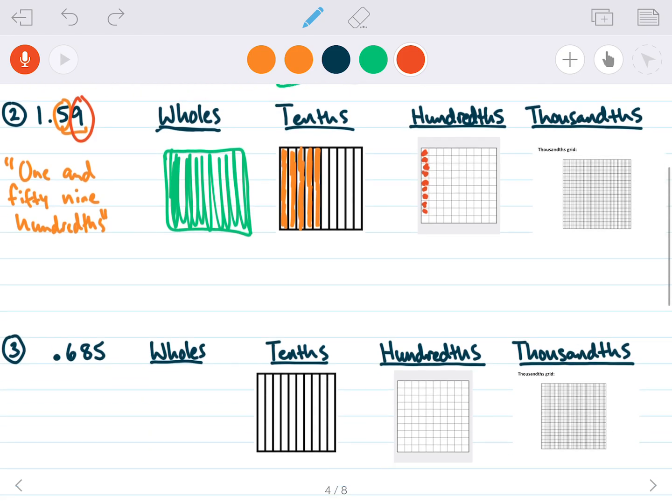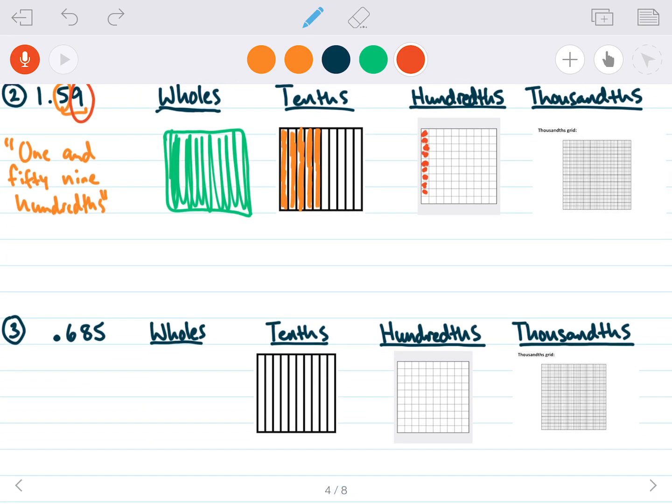Okay, let's look at this one right here. So now there's no number to the left of the decimal, so it's understood to be a 0. So we have 0 wholes, all right? How many tenths do we have? That's indicated by this number directly to the right, and it says we have 6 tenths. So 1, 2, 3, 4, 5, and 6. We have 8 hundredths, so I'll shade in 8 of these. 1, 2, 3, 4, 5, 6, 7, 8.